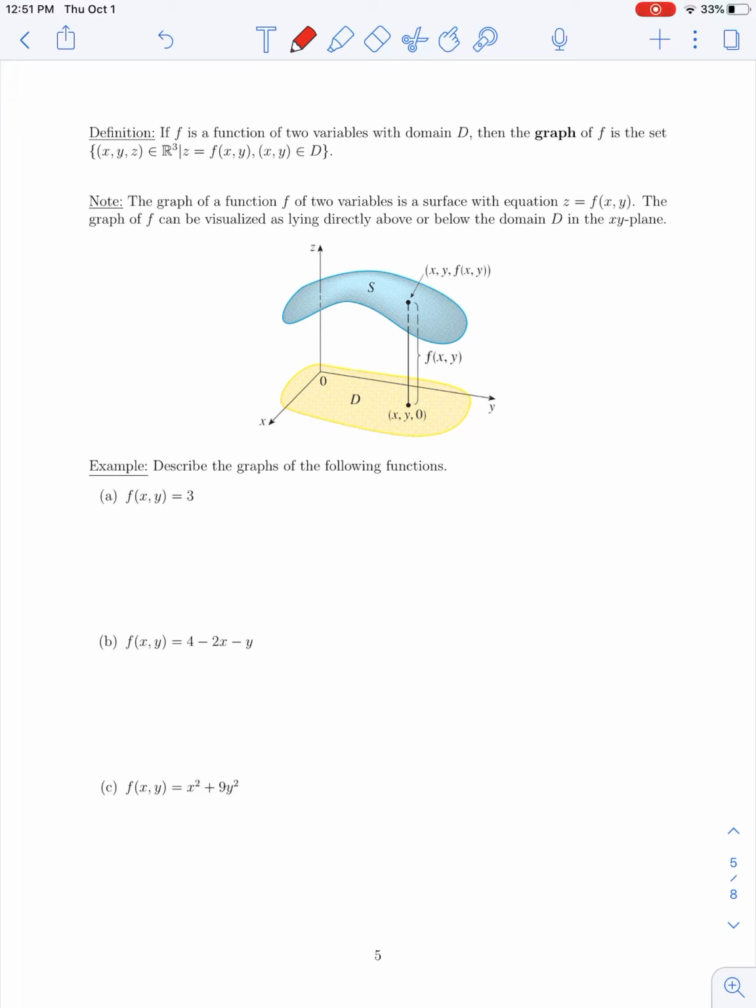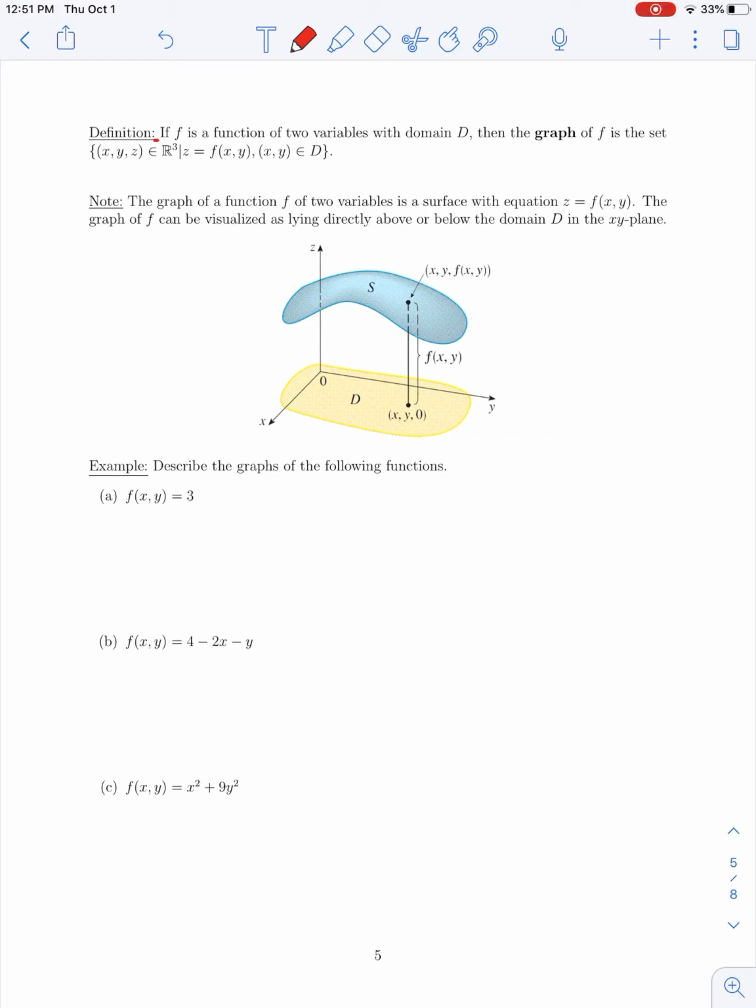So in the second part of this lecture, we'll consider the graph of a function of two variables, and then we'll briefly introduce functions of three variables and extend some of the concepts that we've talked about in the first part of this section to functions of three or more variables. So let's start by defining the graph of a function of two variables.